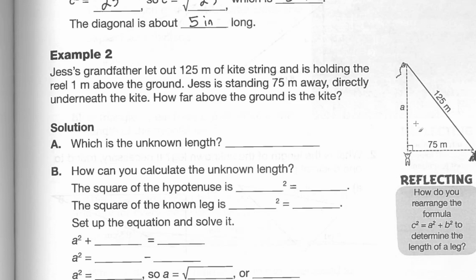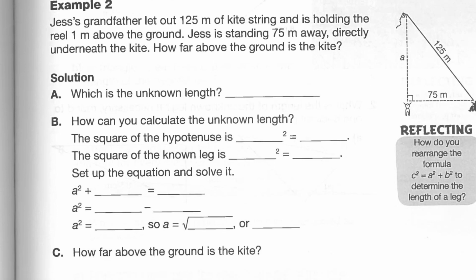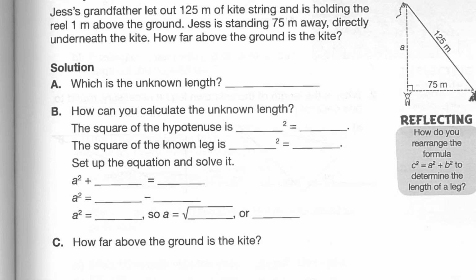Example number 2. Yeah, I don't like example 1. Jess's grandfather let out 125 meters of kite string and is holding the reel 1 meter above the ground. Jess is standing 75 meters away, directly underneath the kite. How far above the ground is the kite? Which is the unknown length? The unknown length is A.